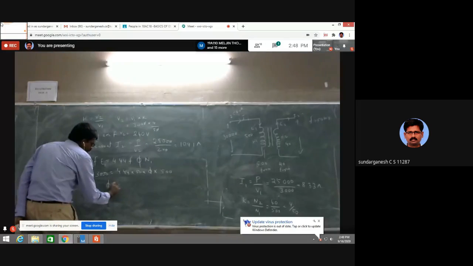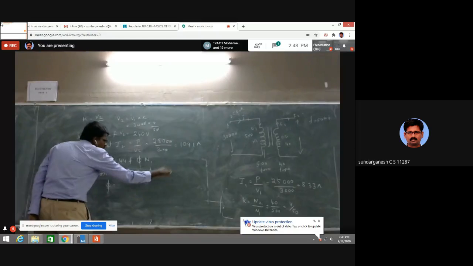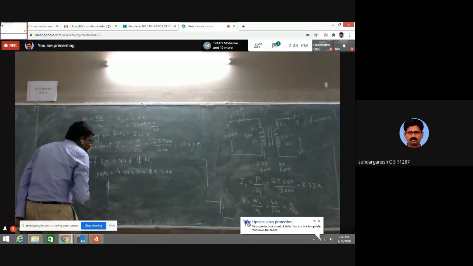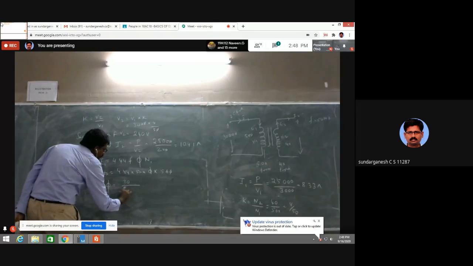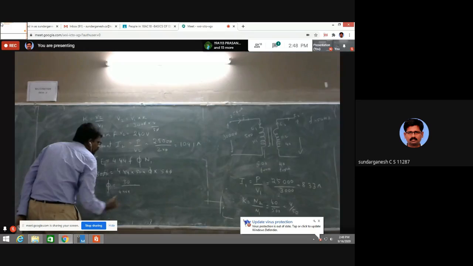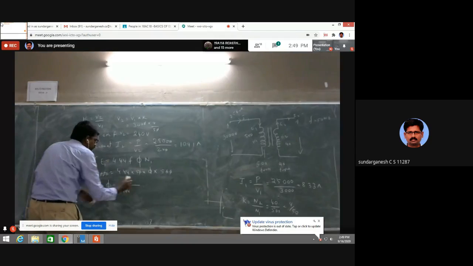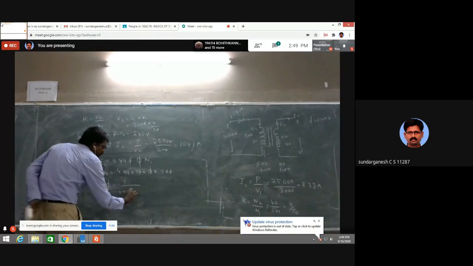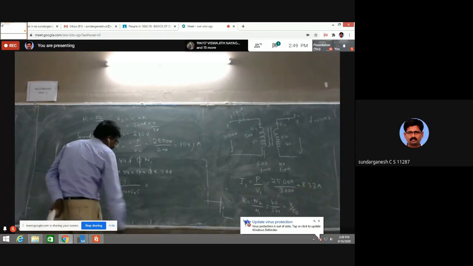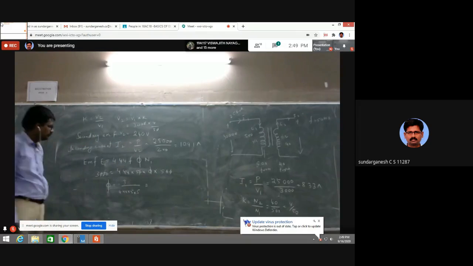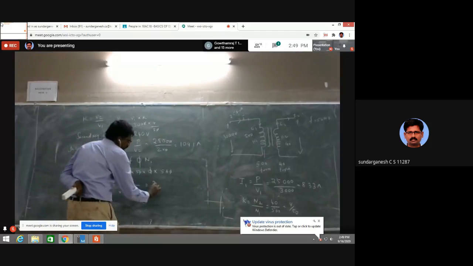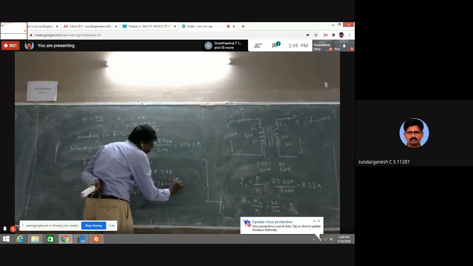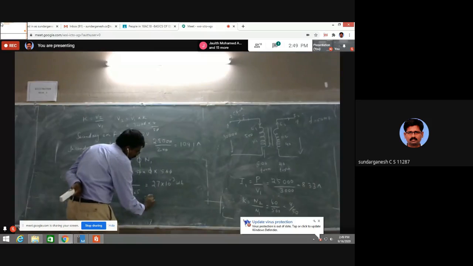Phi equal to this gets cancelled, this gets cancelled. The remaining things, we can put 30 divided by 4.44 into this, 0 also we can cancel. So 3 divided by 4.44 into 5 into 5. So the phi value is 27 into 10 power minus 3 Weber, which is equal to 27 milliweber.